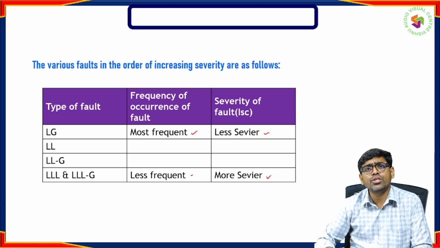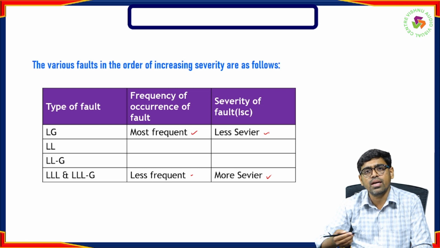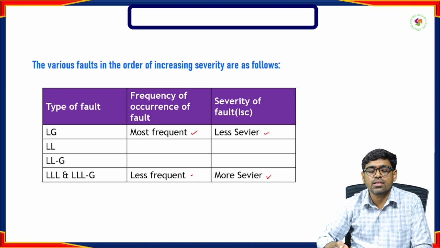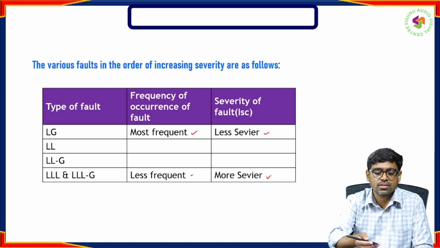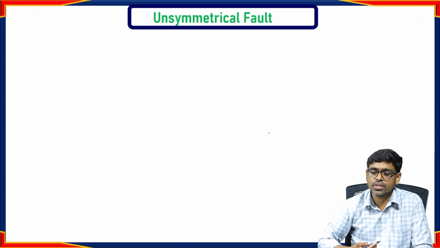In the objective exam, they may ask which fault is the most severe: triple L fault, LG fault, or double L fault. The answer is the triple L fault. And which fault occurs most in the system, in this fault analysis, is the LG fault. They may ask like that in the objective exams.